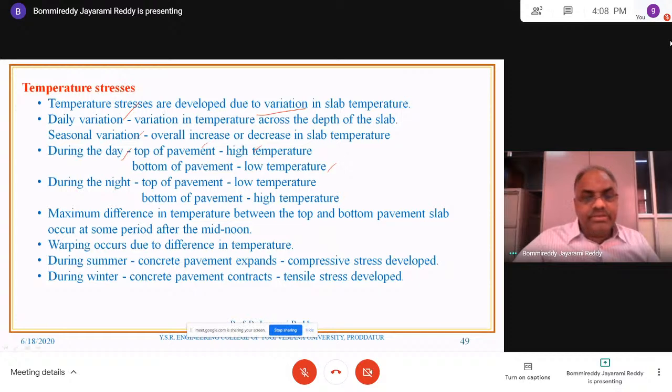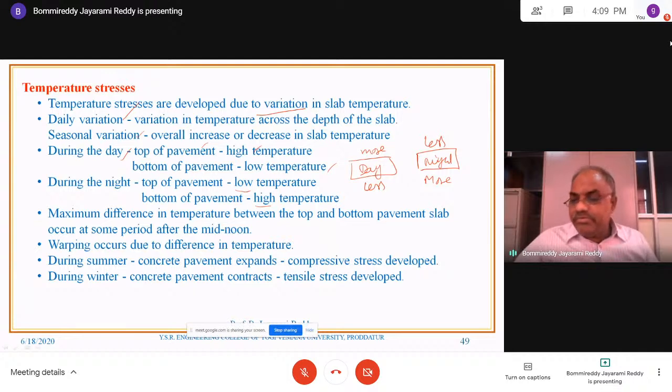And during night, top is less, and bottom will be more. It is just like the reverse of the day. So in the daytime, at top it will be more and bottom is less. And for the slab in the night, at top it will be less and at the bottom the temperature will be more. Temperature relatively more, not absolute values. Relatively more than the top of the slab.